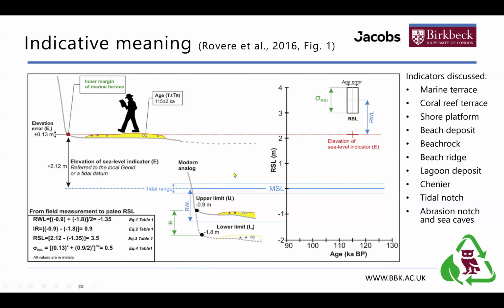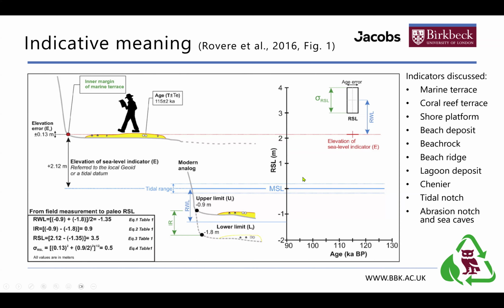Well, it depends. So you look at your modern analogue, which is down here at the bottom, and you can see that mean sea level is up here, which is considerably higher than the equivalent feature in the modern analogue. Does that make sense? Okay, cool. And then you've got all these equations that you don't need to worry about. But broadly, it's about what is the relationship between mean sea level and that feature in your modern analogue.